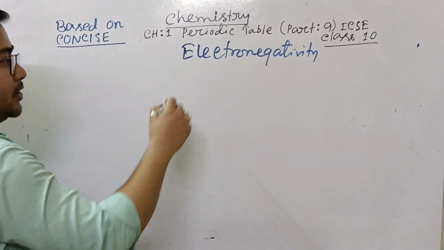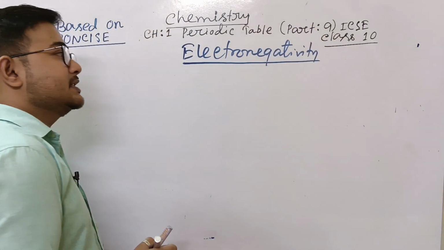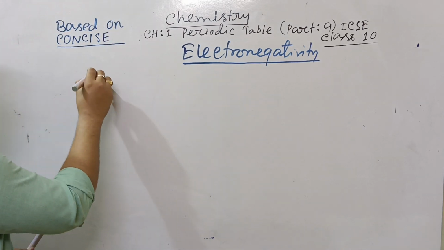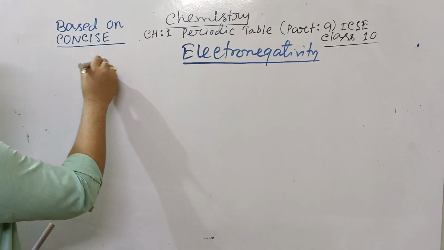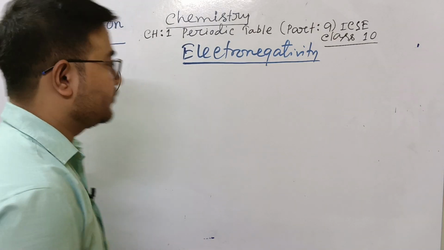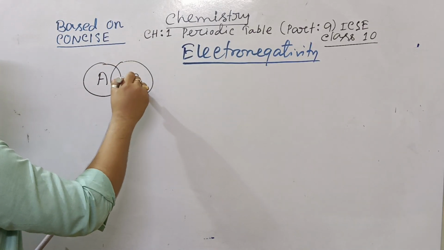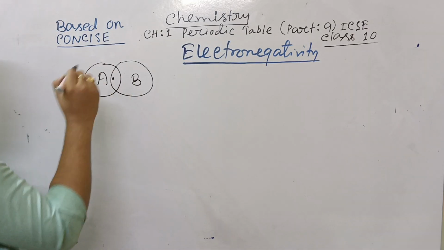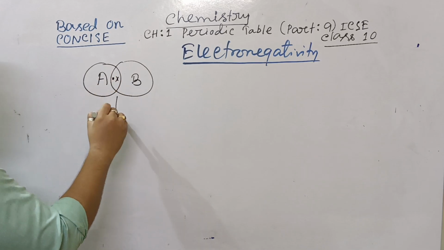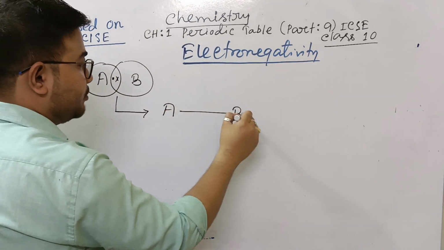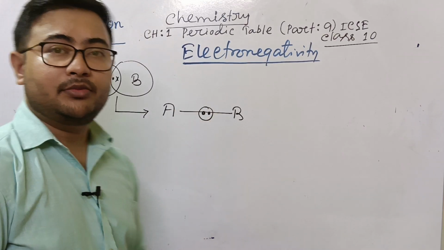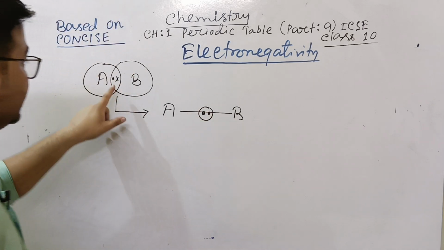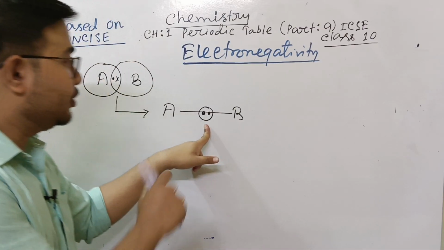Let's get started. So now, what is electronegativity? First, clear your concept, don't memorize anything. Suppose A is an atom, and suppose B is another atom. A donates one electron here and B another. So A and B form which bond? Covalent bond, all of you know. These are called bonded electrons, because these two electrons form a bond. The name of the bond is covalent.